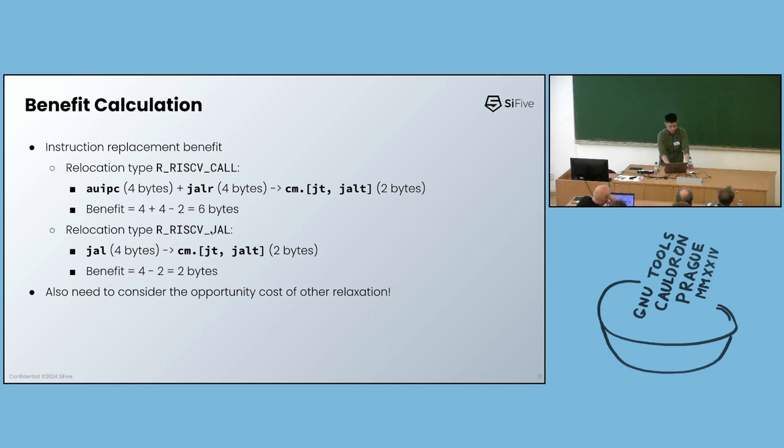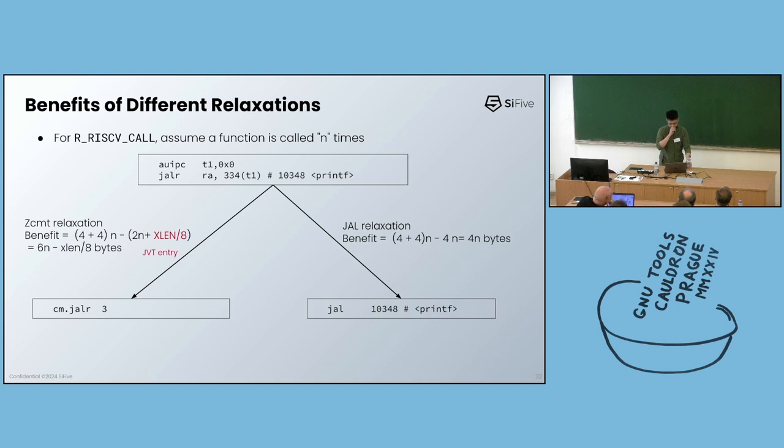Okay, and there's another relocation type that we can do the relaxation for. That is RISC-V JAL. It is done by replacing a JAL instruction with CM instructions, and that's 4 bytes minus 2 bytes, so the benefit would be 2 bytes. But we also need to consider the opportunity cost of other relaxation. Previously we talked about how this can be relaxed into Zcmt instructions, or it can be relaxed into JAL. We only want to apply the Zcmt relaxation if it outweighs the JAL relaxation here. So we need to do a little bit of calculation.